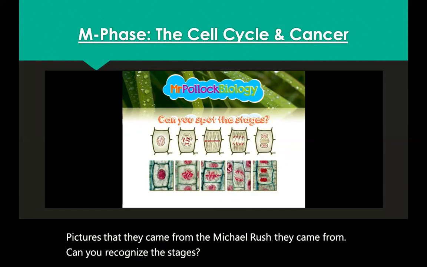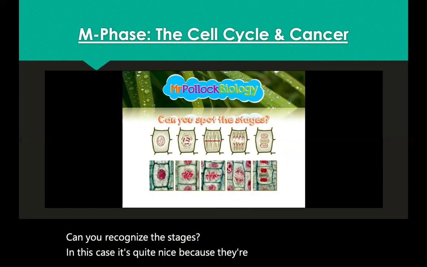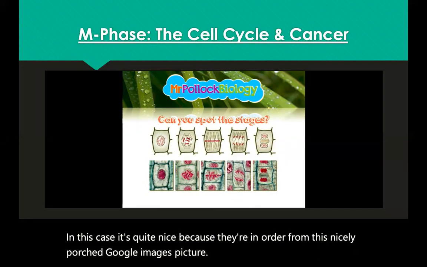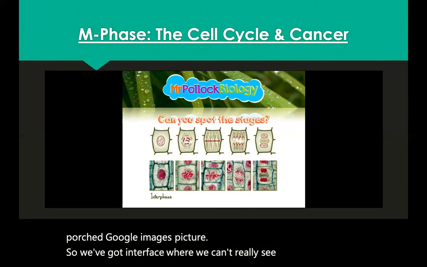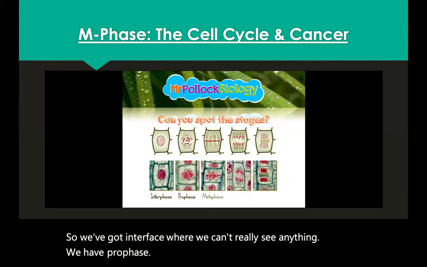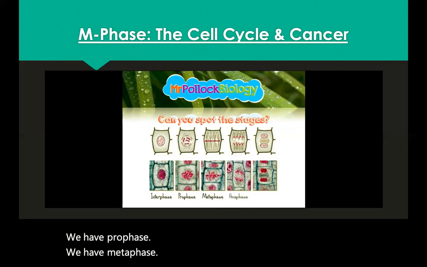Well, in this case, it's quite nice because they're in order from this nicely sourced Google Images picture. So we've got interphase, where we can't really see anything. We have prophase, we have metaphase, we have anaphase, and finally, telophase.